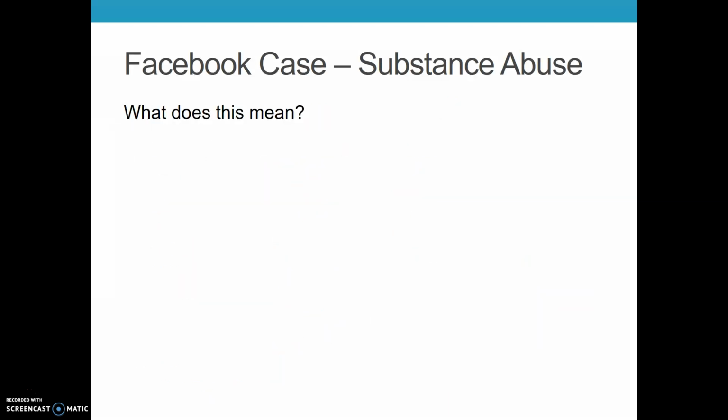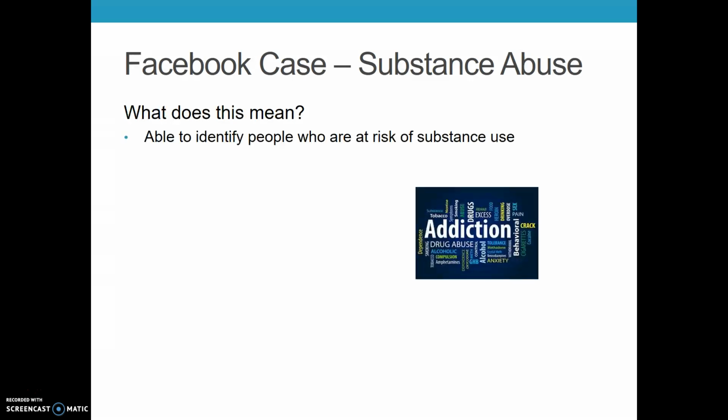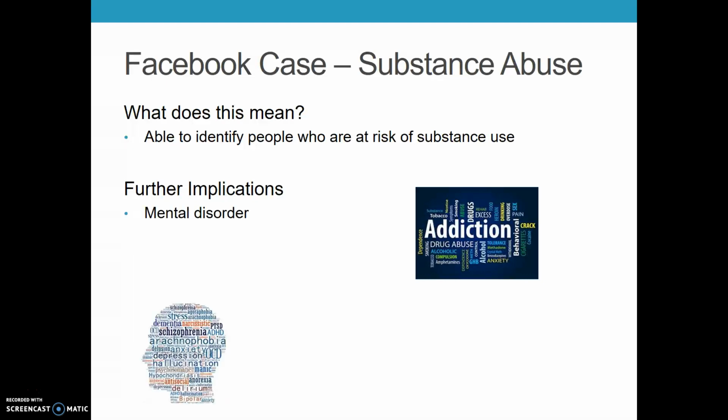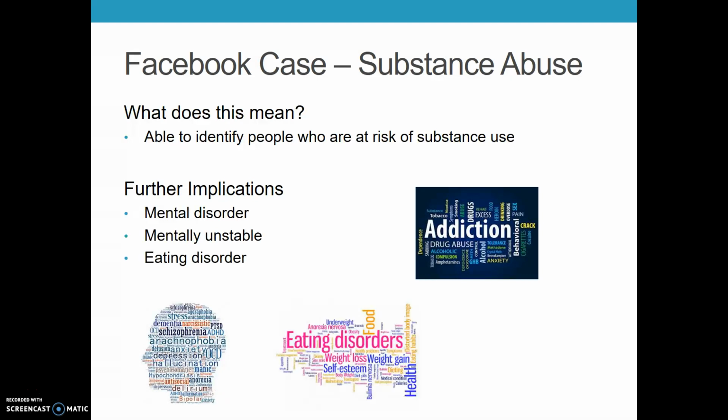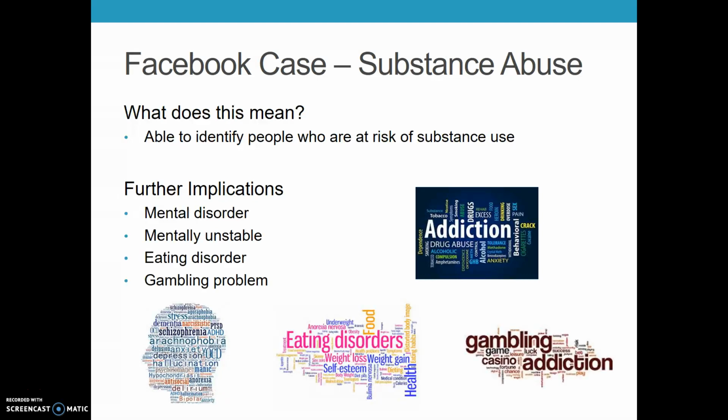So what does this mean? What are the implications of this study? Based on social media data mining and analytics, we're able to successfully predict who is at risk of substance abuse problems. But this has larger implications too. Taking this information and this prediction analysis, is it possible to determine who is likely to have a mental disorder, who is mentally unstable, who has an eating disorder, who has a gambling problem? And if we are able to predict who might have a predisposition for one of these conditions based on public information, what will researchers or companies do with this data?